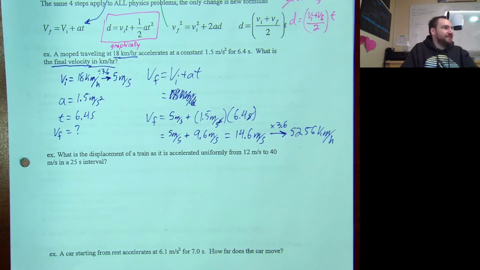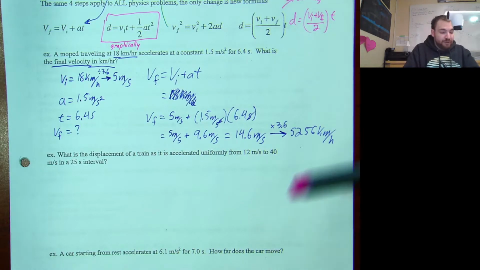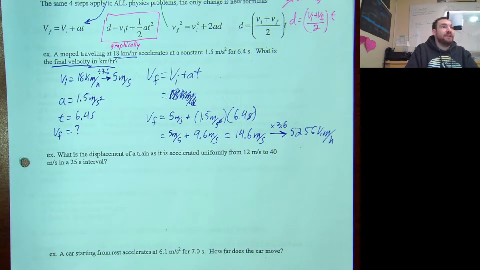Not because he didn't understand the physics, but because he had no tools to actually approach these things. So what is the displacement of a train as it is accelerated uniformly from 12 meters per second to 40 meters per second in a 25-second interval? So again, just like before, same techniques I apply.